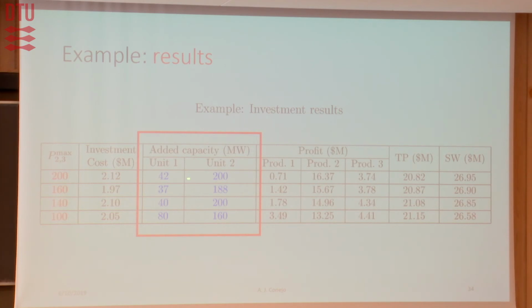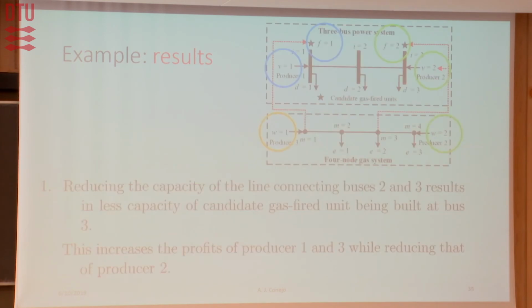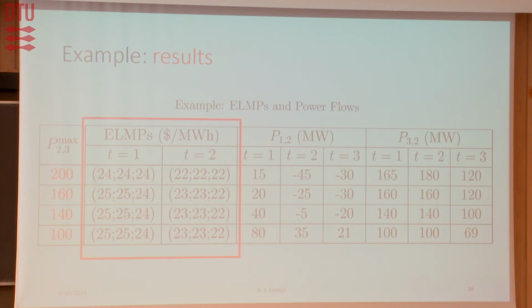And in terms of the new capacity that we build, we can see that this is decreasing, and unit 2 follows a non-trivial pattern. It goes down and suddenly it goes up, and it goes down and then goes up and goes down. So it's a kind of interesting behavior that happens here. So those are the investment results, and now the results relating to prices: as we reduce the electrical capacity of the line, the price goes up. This is the electrical price in node 4. So this is for time period 1, time period 3.